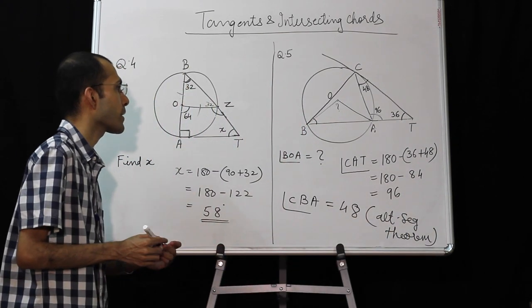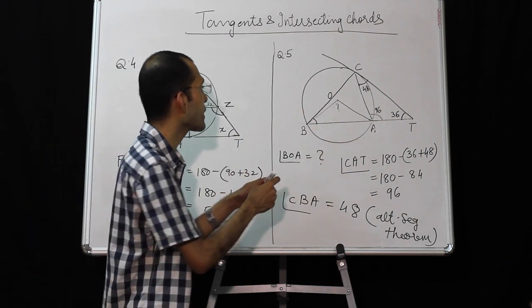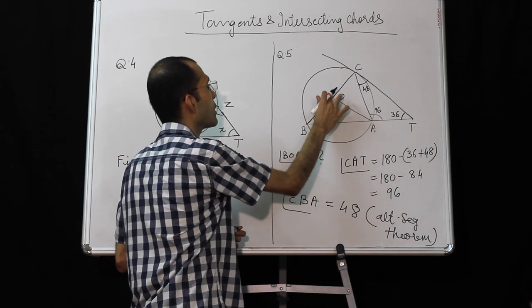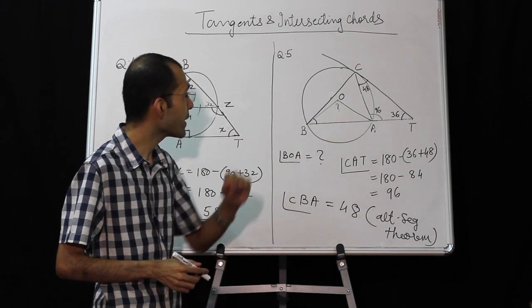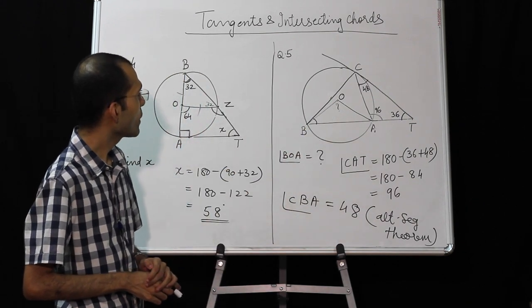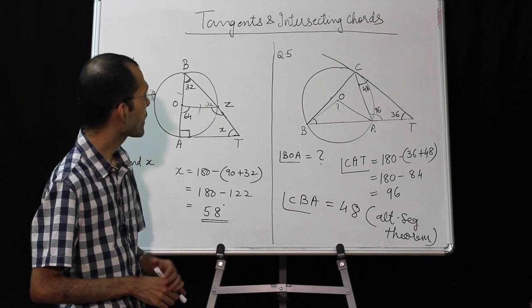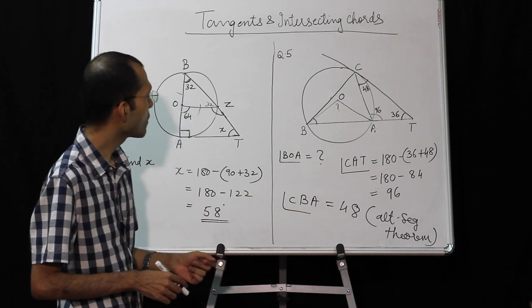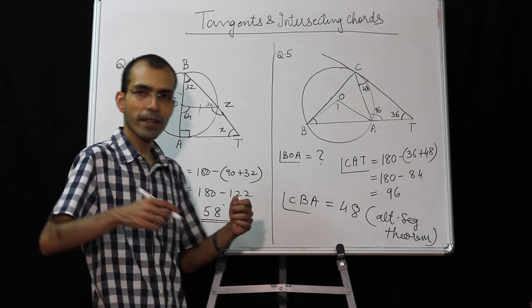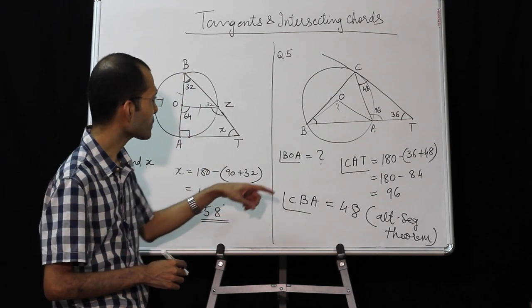Now what is our target? We are far away from our target. Target is BOA. So this is my O. Okay. So BOA is now still remaining what we need to find. So how do we go about it? Can I find BOA directly with the help of available data? No. Okay, so we again follow angle chasing.